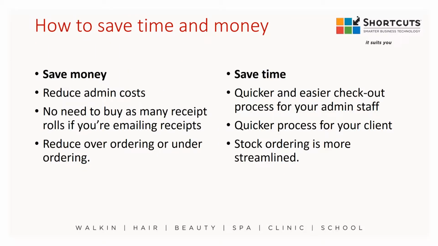So the question you're all probably asking is, how do you save money and how do you save time? To save money, what you can do is reduce the admin costs. So you're not going to have to buy as many receipt rolls or replace the receipt printer. By using the stock levels in Shortcuts, you won't be tempted to buy more or less stock than what you actually need. And you can always do your orders and email them out before your supplier arrives. So then you can also have access to what promotions they're doing at the time.